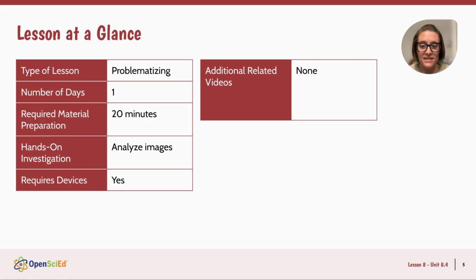When we look at this lesson, we see that it is a problematizing lesson. It is 1 day in length. It takes 20 minutes or a little less of prep time. And there is a hands-on investigation in which students are analyzing images. Now, this could be printed, but I highly recommend doing it digitally. That way you save on ink and the image quality turns out the way you want it. And so then that means it would require devices, one-to-one or at least for each group of students.